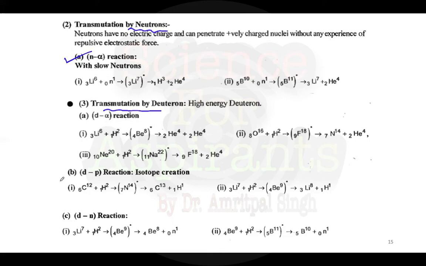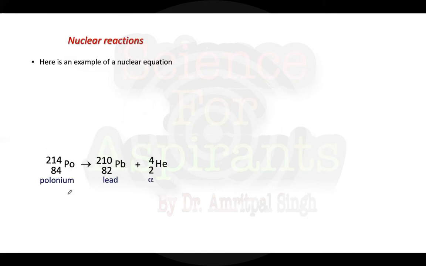So there are many ways we can do such type of nuclear reaction. How can we say that this nuclear reaction is a feasible nuclear reaction? Here you can see an example of a nuclear reaction. This polonium is being converted into lead, and an alpha particle is being liberated.